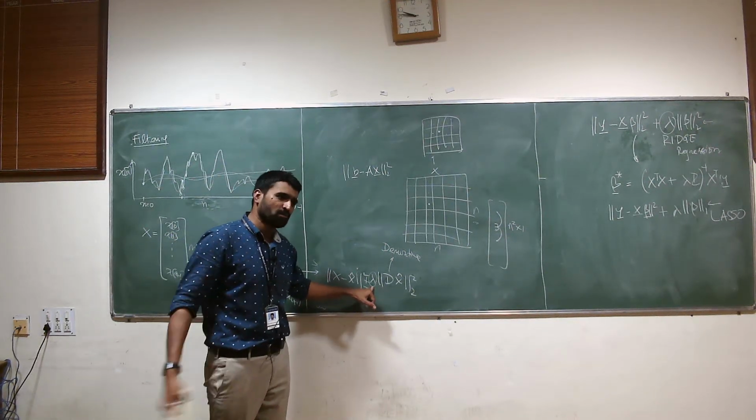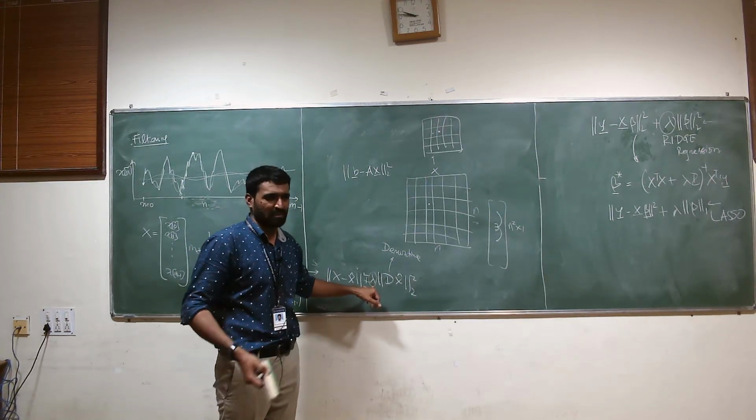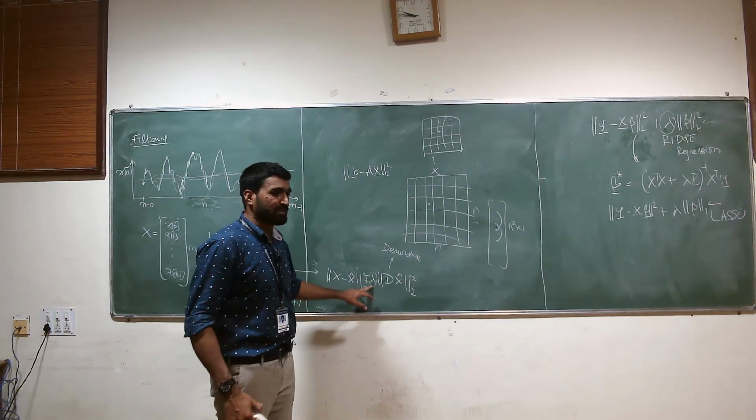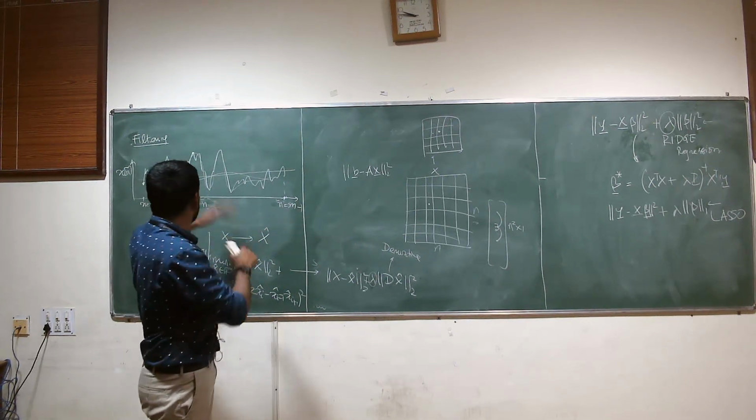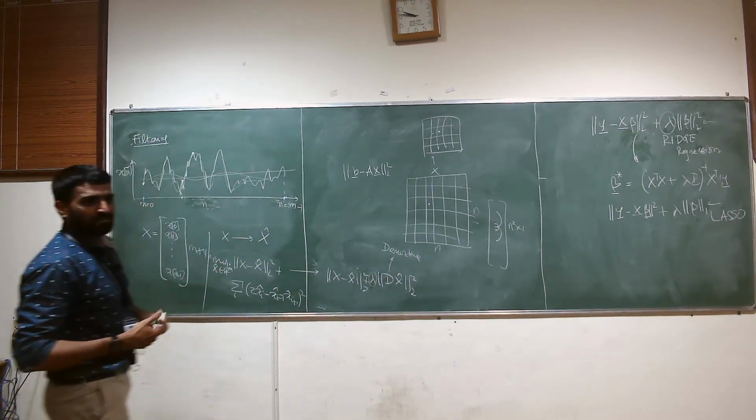Where now you can think of this lambda as essentially determining your cutoff frequency. A large value of lambda would essentially mean low cutoff frequency, and lambda equals 0 means infinite cutoff frequency, a low pass filter with an infinite cutoff frequency, because this whole thing will go through. Okay.